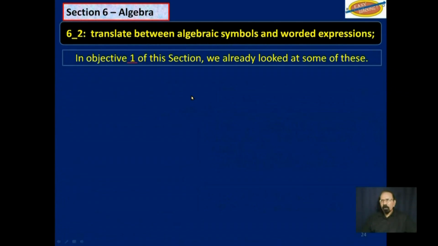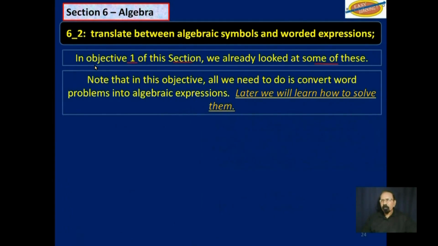In objective 1 of this section, we already looked at some of these. Note that in this objective, which is objective 2, all we need to do is convert word problems into algebraic expressions. We are not going the other way around. Later, we will learn how to solve those algebraic expressions.